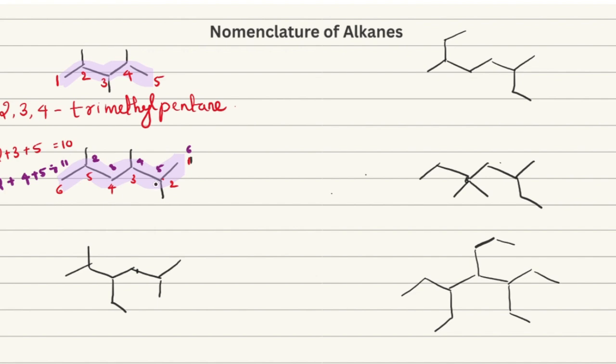So now let's name this molecule. So it is 2,3,5. Since all of them are methyl, we are going to call this trimethyl.